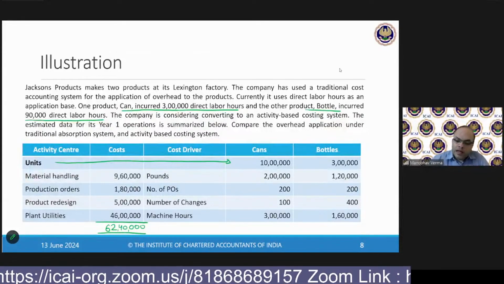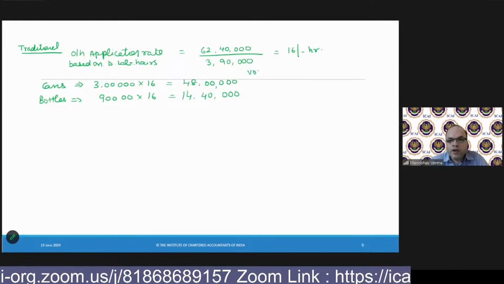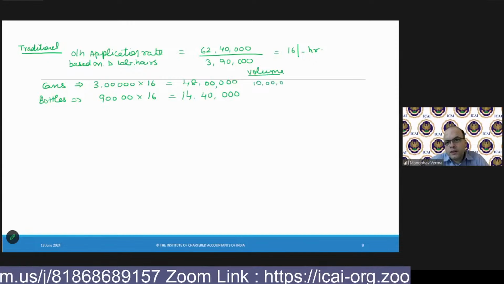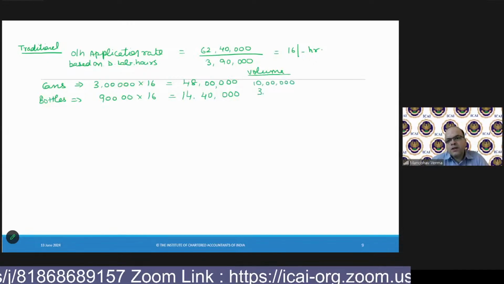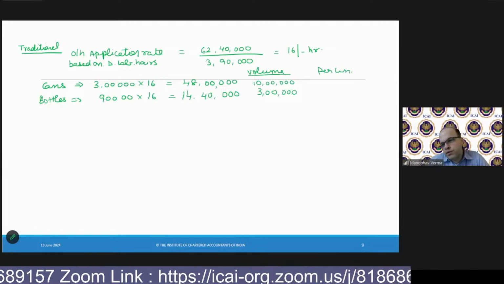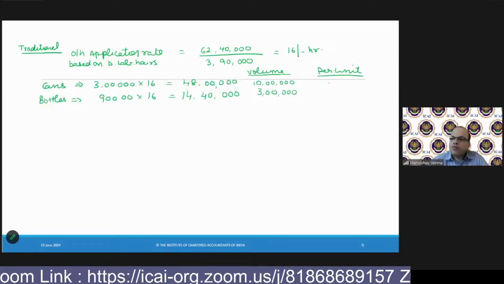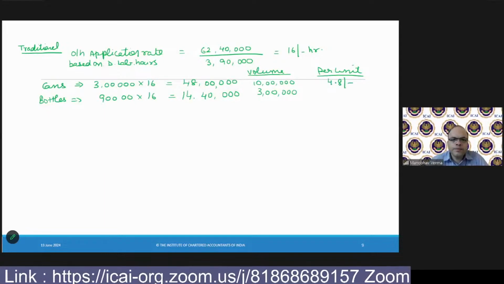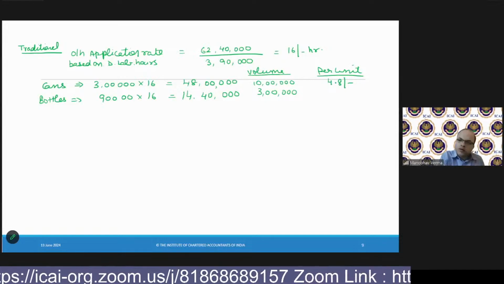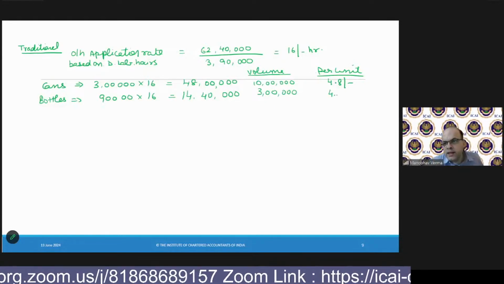So if I were to calculate the per unit amount here, we know the volume is given to us. So per unit of overhead that is absorbed under traditional absorption costing becomes 4.8 per can. And in terms of bottles? I think 4.8 itself, right?